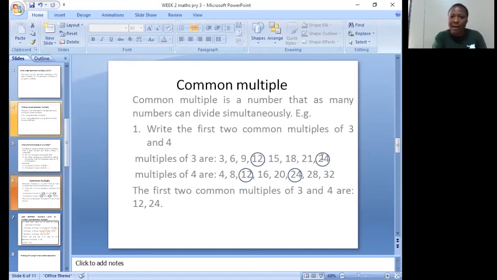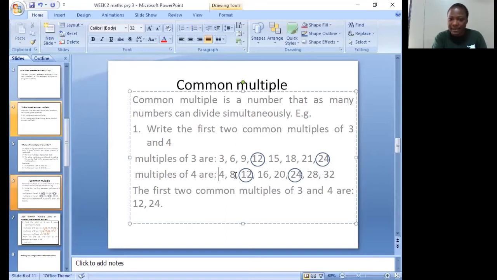Multiples of 4 are 4, 8, 12, 16, 20, 24, 28, 32, and so on and so forth.